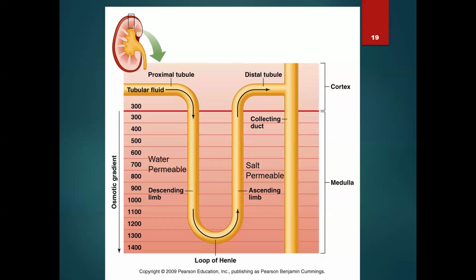Next time, we're going to finish off with the homeostasis of water salt balance, and we'll end our chapter on excretion. Keep an eye out for the quiz. It will involve digestion and excretion.